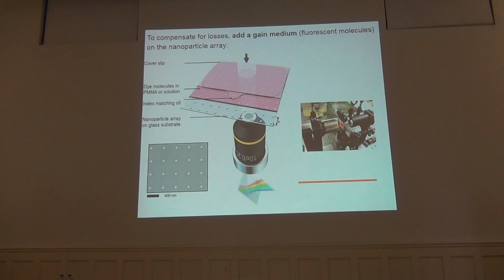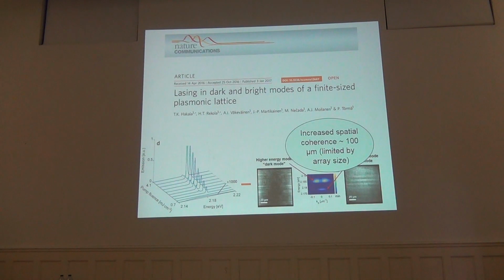And what tricks can we do to compensate for the losses? We add a gain medium on top of this nanoparticle array. In our case, we use fluorescent molecules such as rhodamine or some other dye molecule, and these molecules can then emit photons and absorb photons from the lattice modes, exciting them. Some interesting phenomena that we have been studying with these plasmonic lattices in the past is, for example, lasing phenomena, which means that the fluorescent molecules can start to emit coherently into a single mode in the lattice. So they act like a small nano laser.